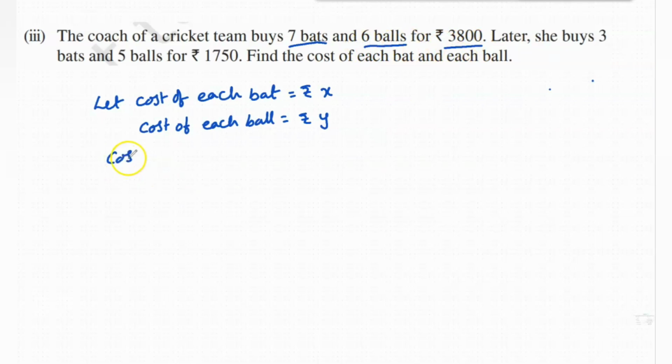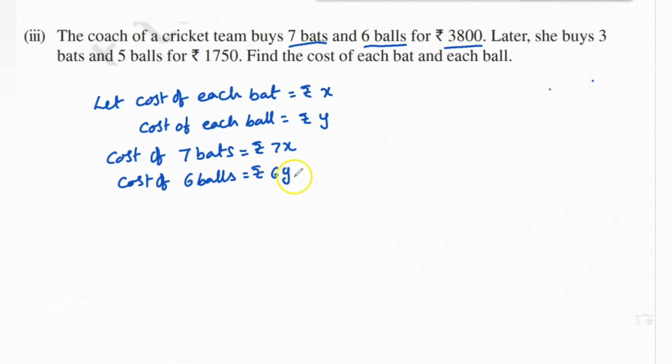So let's write: cost of 7 bats, each bat is x rupees, so 7 bats cost will be 7x rupees. Similarly, cost of 6 balls, each ball is y rupees, so 6 balls cost 6y rupees. Now together the cost is 3800. So we can write the cost of these two things together, 7x plus 6y, should be equal to 3800. So this is the first condition.